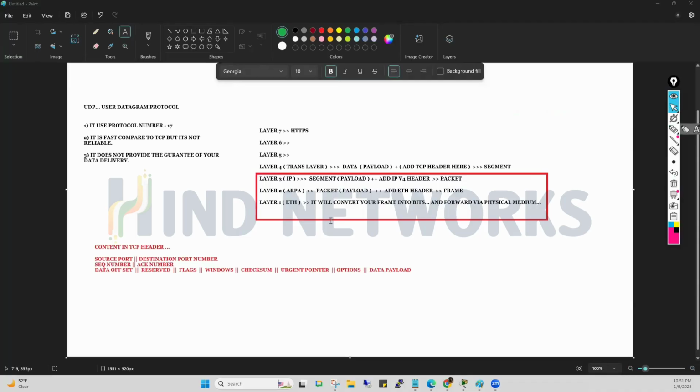So everything will be the same, only one change here. Instead of adding a TCP header here, it will add, guys, a UDP header. Everyone, is this clear, guys? Yes or no? Right? Now, what is the content in the UDP header? Who can tell me?